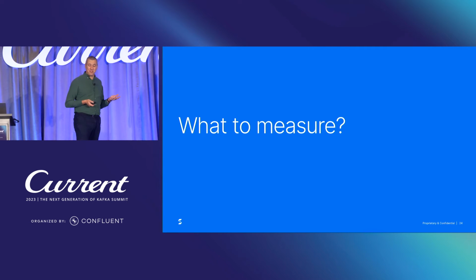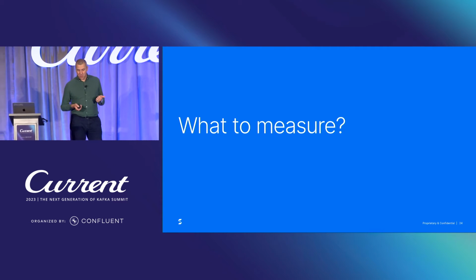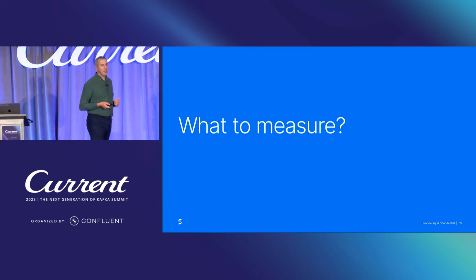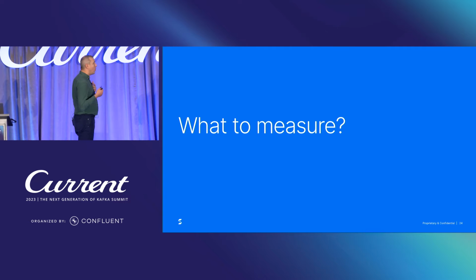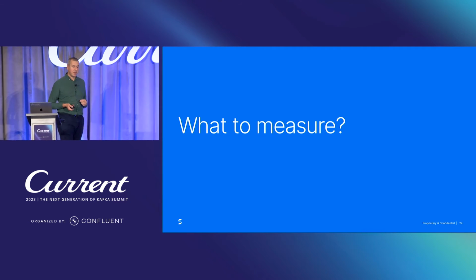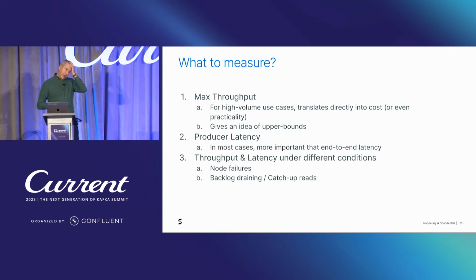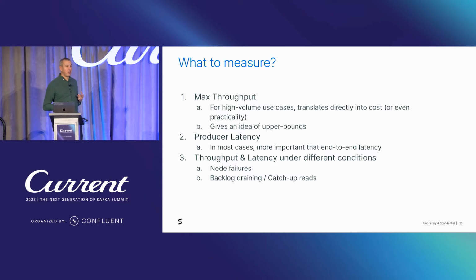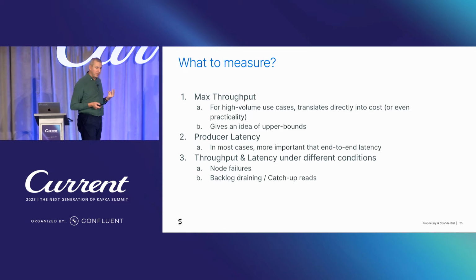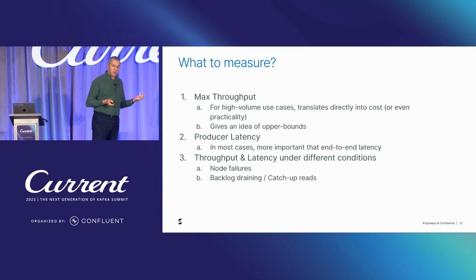The next question: we decided why we need it and what a workload looks like, and now when we run this workload, what should we look at? What is important to measure? I think there are 3 different dimensions that are typically important for users of messaging systems. The first one is max throughput.